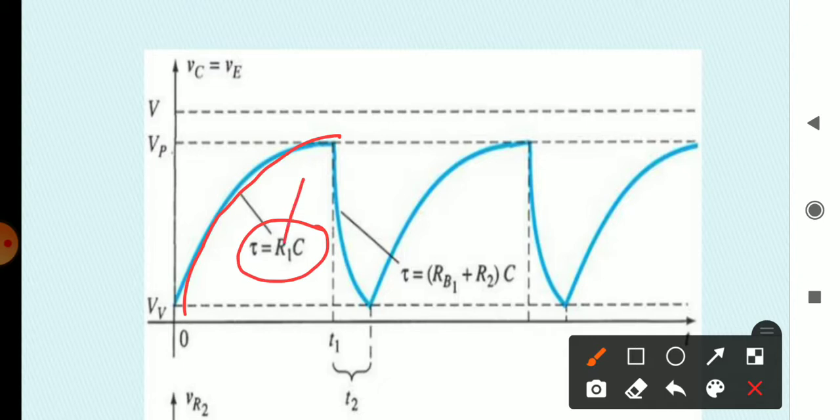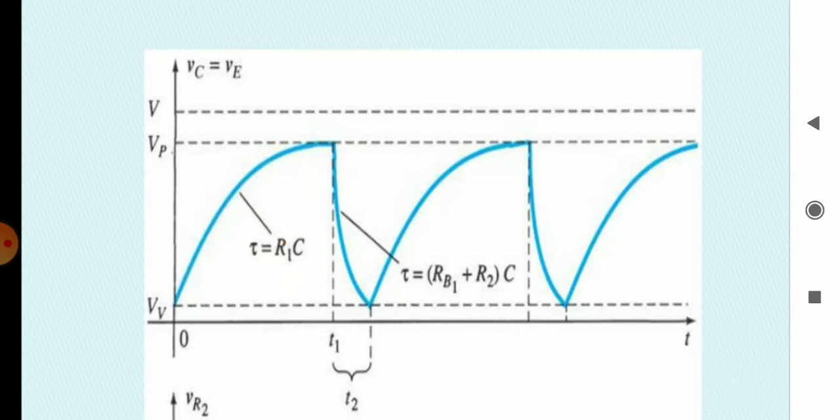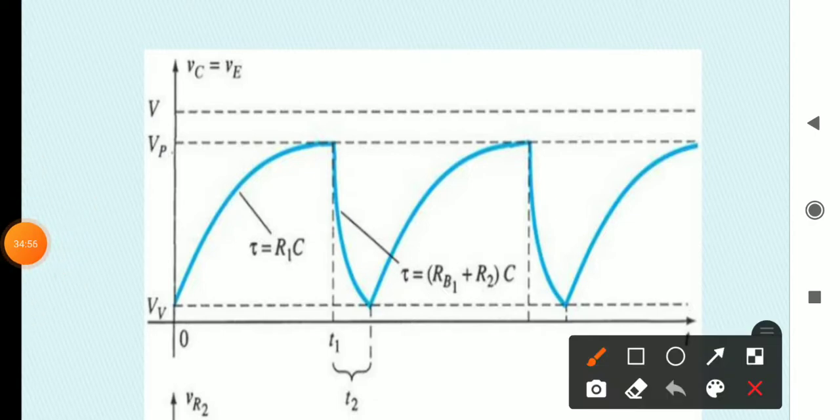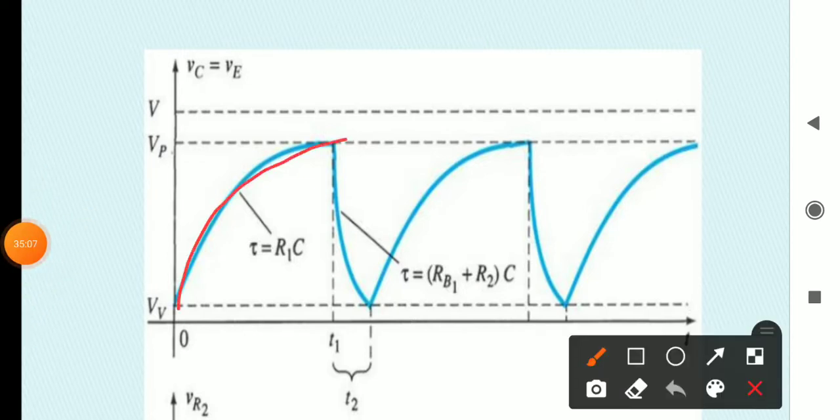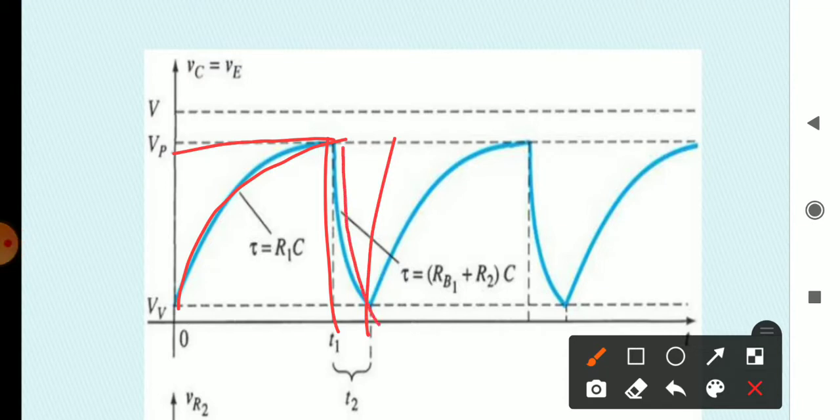If I vary the value of R1, then the capacitor may charge at a different time. So that time can be varied by selecting the proper value of R1 and R2. By varying the value of R1, I can vary the charging time. By varying the value of R2, I can vary the discharging time. So when it reaches the value of VP, at this point the UJT will turn on. This is the discharging of the capacitor through resistor R2.